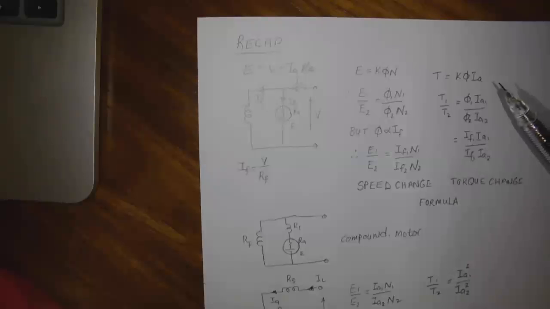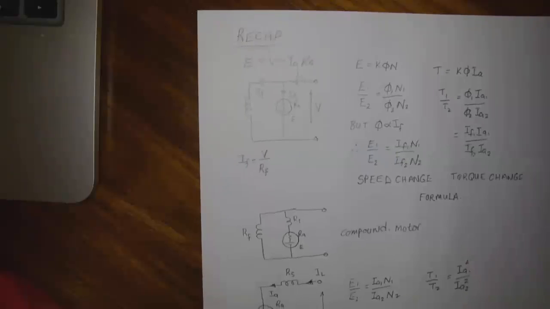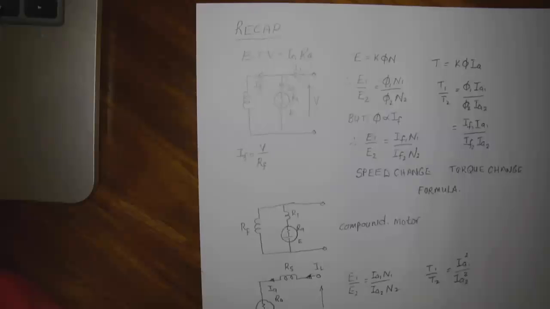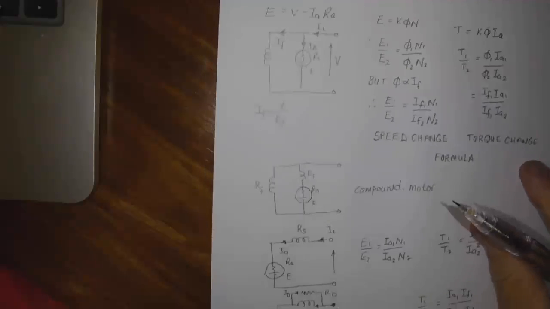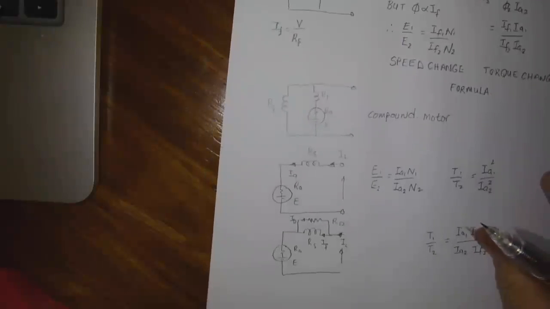And then when we look at the torque, it is equal to a constant times the flux times the armature current. And then we can do the same: T1 over T2 is flux 1 Ia1 over flux 2 Ia2. And since the flux is directly proportional to the field current, we can replace it like that. And that is known as the torque change formula. And there's just the compound motor.